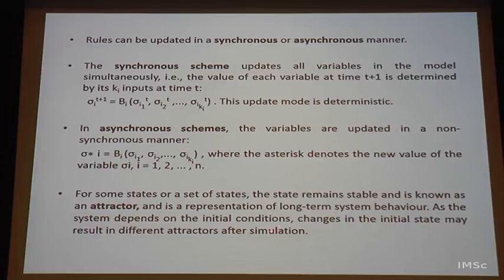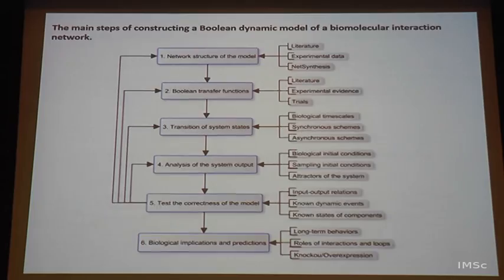As the system depends on the initial conditions, changes in the initial state will obviously result in different attractors after simulation. So, one needs to have some sort of an input of whether an initial state is on or off, and typically that is taken from experimental data, and for gene regulatory networks, modulating host-pathogen interactions or whatever, you take it from expression data or proteome data typically.